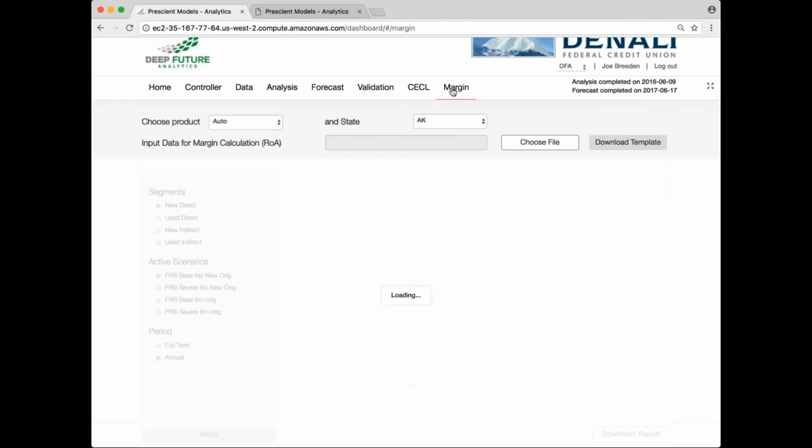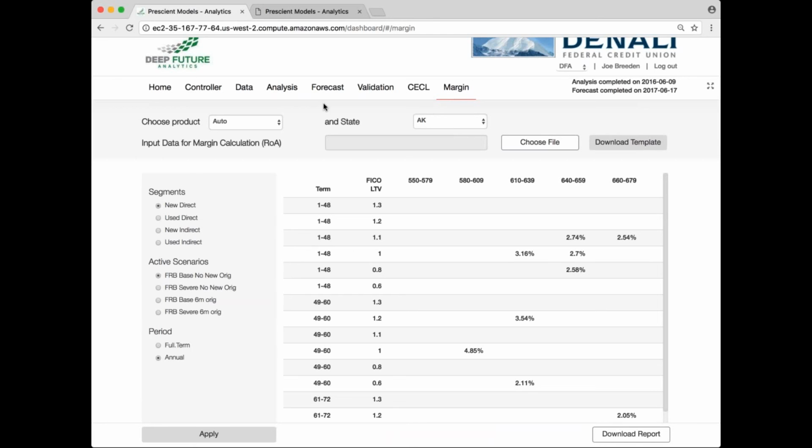And then the last tab that we have here is for margin calculations. Here what you do is you download a template which you would enter your basic pricing parameters, the rate sheet, some expense ratios, and given that, the software will use everything we just learned from CECL in order to do a lifetime margin calculation.